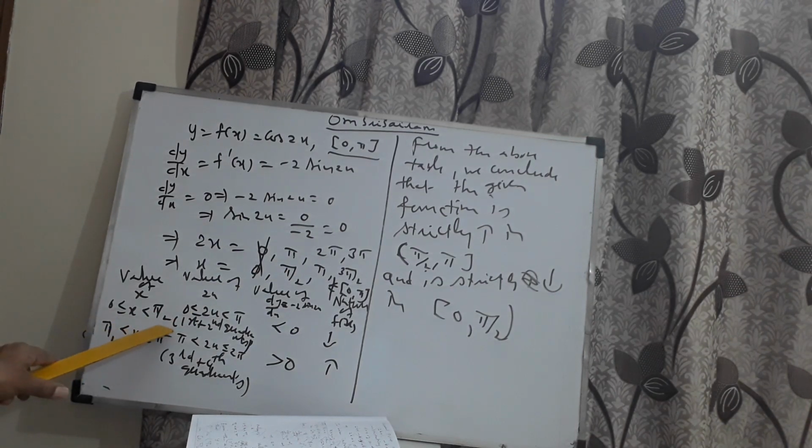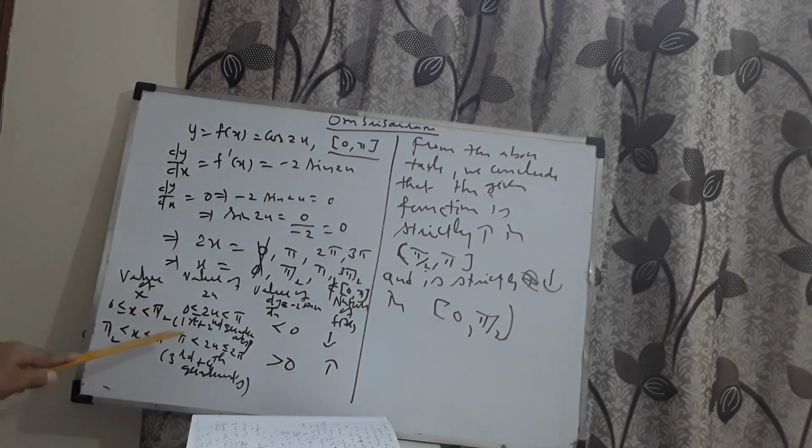When x is between 0 and pi by 2, your 2x is between 0 and pi. 0 to pi are angles in the first and second quadrants. You know very well the rule, all silver teacups. In the first and second quadrants, sign is positive throughout, but there is a negative sign. Therefore, dy by dx will become negative. When dy by dx is negative, function is decreasing.